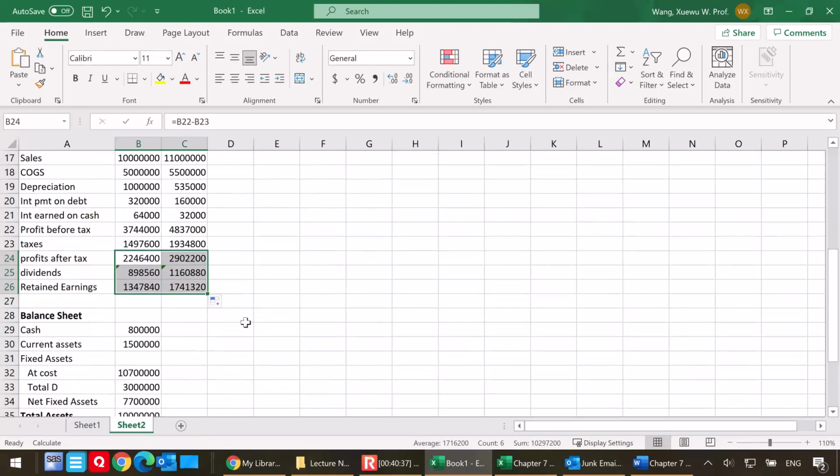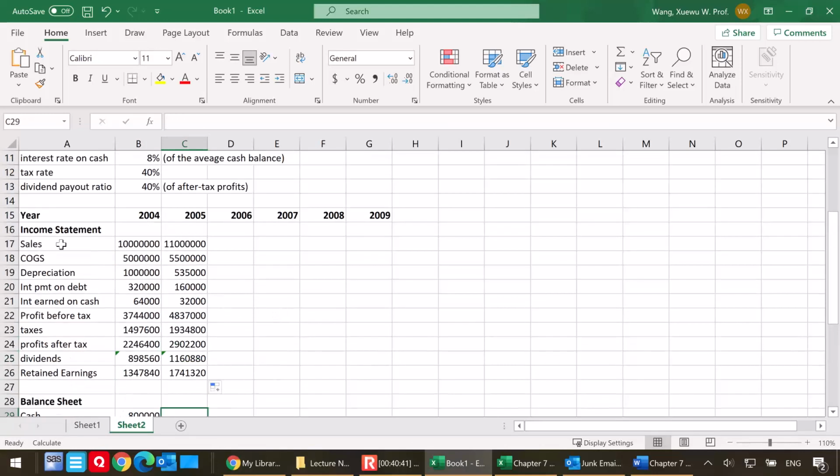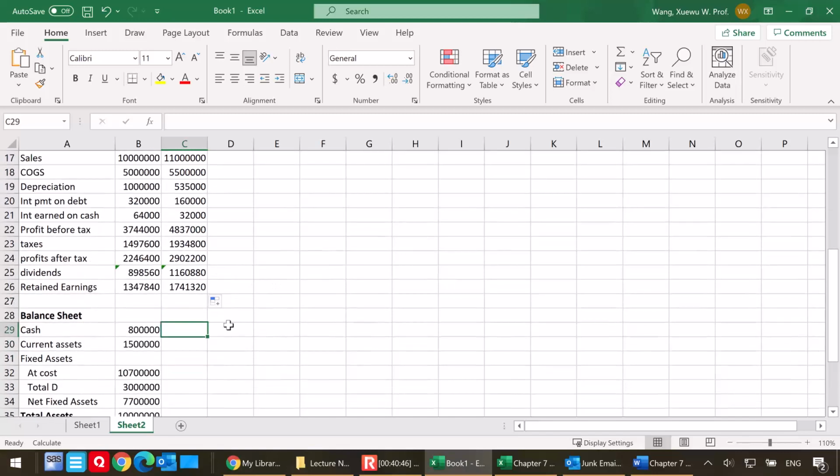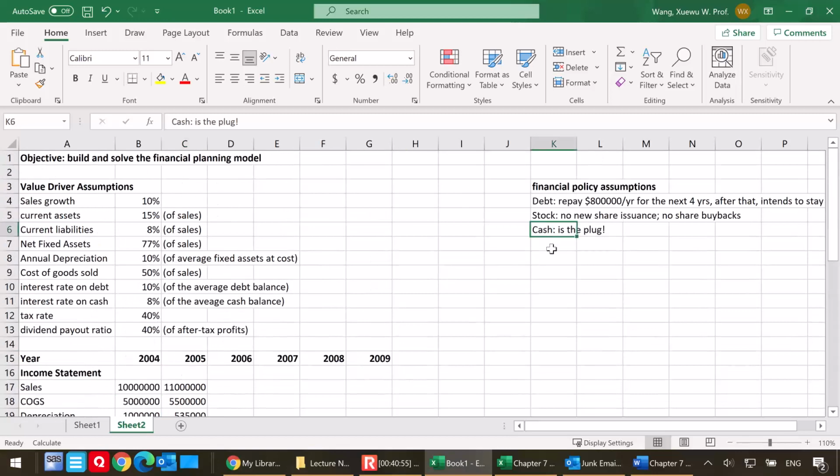All right. Now let's actually proceed to the balance sheet. Okay, we're done with the income statement for the moment, and we're going to update the numbers after we finish solving the model. All right. Now the income statement, the balance sheet. The first item here is cash. All right, we said cash is the plug. What does it mean? All right, so listen up.